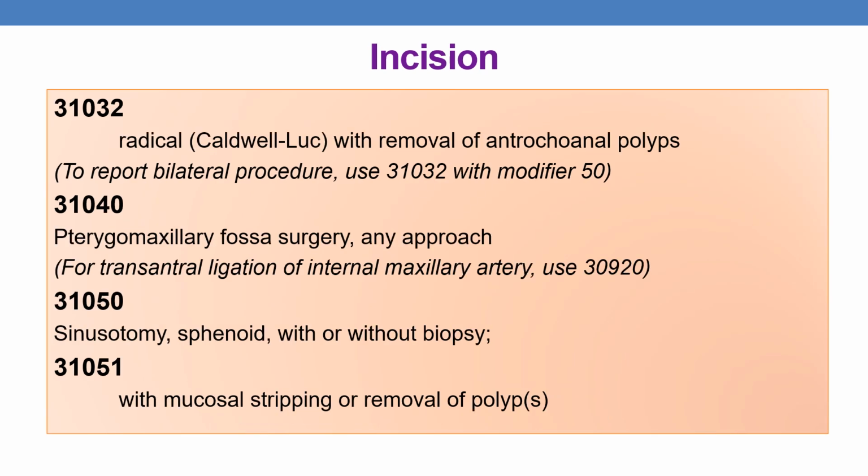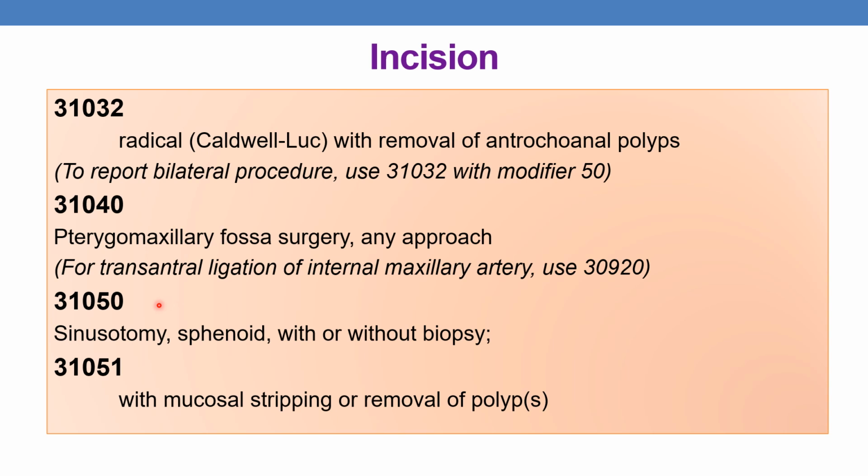The next CPT is 31032. Sinusotomy radical with removal. Previously it was without, now it is with removal of antrochoanal polyps. And to report a bilateral procedure, use 31032 with modifier 50. The next CPT is 31040. It deals with pterygomaxillary fossa surgery, any approach. And for transantral ligation of internal maxillary artery, use 30920.